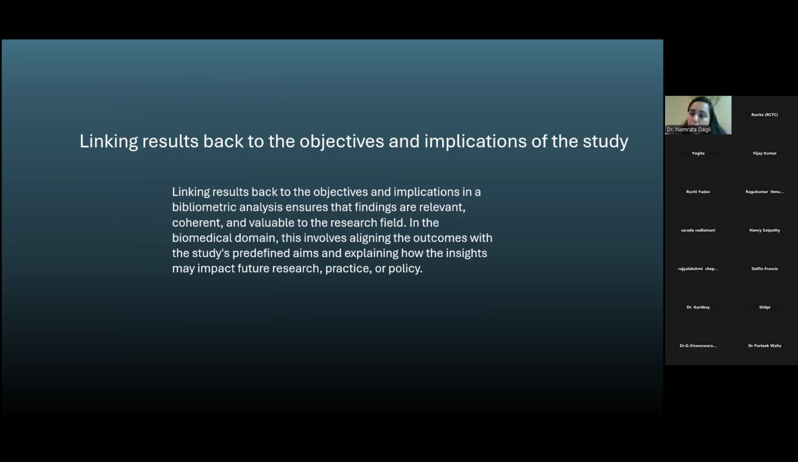Linking results back to the objectives and implications of the study. Linking results back to the objectives ensures that the findings are relevant, coherent, and valuable. In the biomedical domain, this involves aligning the outcome with the study's predefined aim and explaining how the insights may impact future research, practice, or policy.